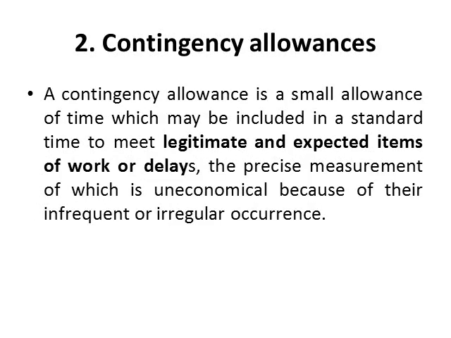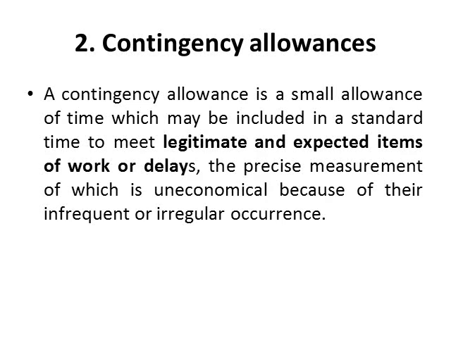The second type of allowance is the contingency allowance. A contingency allowance is a small allowance of time which may be included in the standard time to meet unexpected work delays. It can be legitimate or expected time for work delays. It can be a precise measurement which is uneconomical because of the infrequent, irregular occurrence. Basically, it can be due to any unscheduled events like waiting or whatever. We need to provide additional time for meeting unexpected delays. So these are the two allowances.